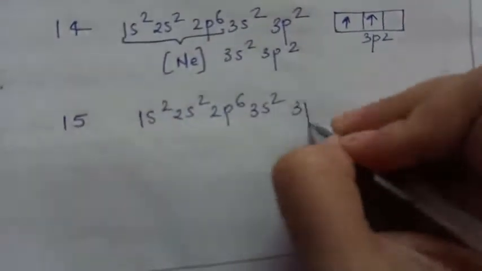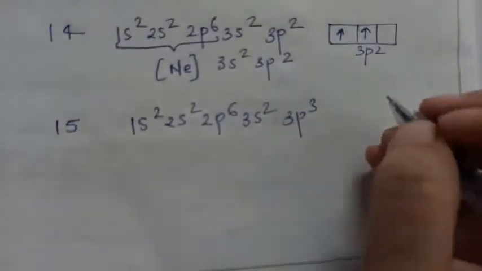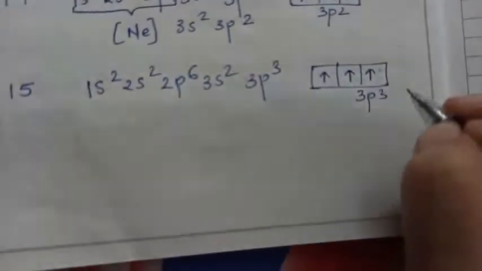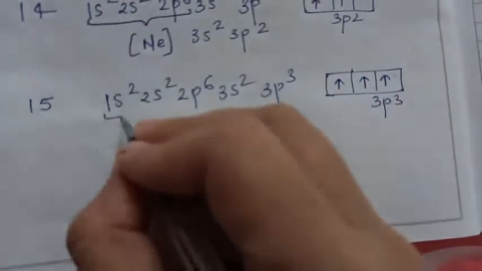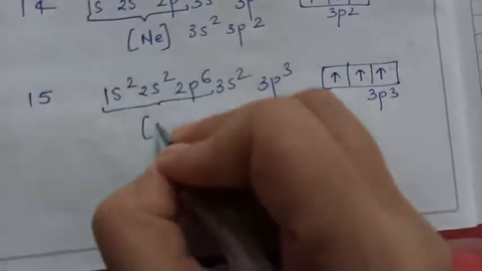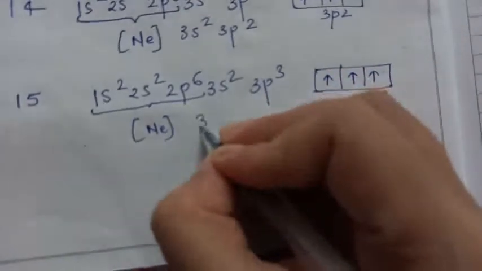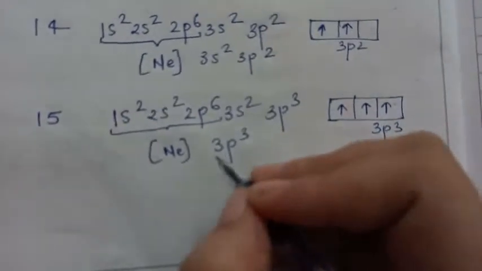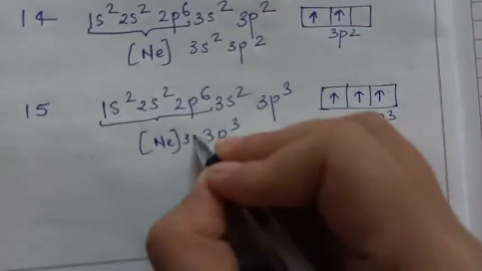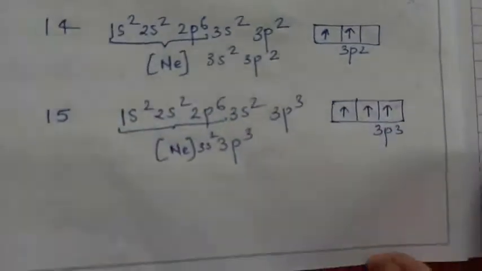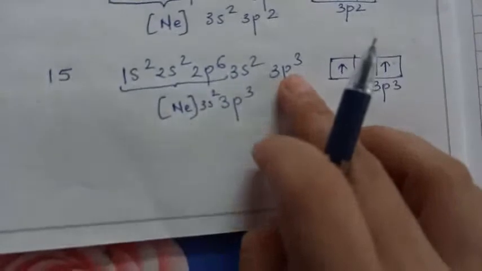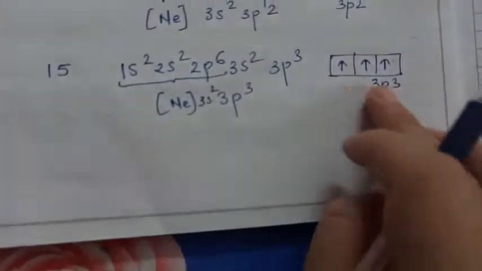Then the next 3 will go in 3p, so it will be 3p3. Now when it comes to drawing, 3p3 is having 1 electron each in the orbitals of 3p. So this is 3p3. Now in place of this much portion, again if I write neon, then this will be neon 3p3, or 3s2 is left over, neon 3s2 3p3. So one way is this one, the other is this, and this is how we draw.